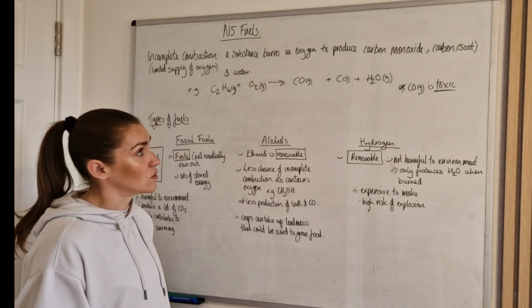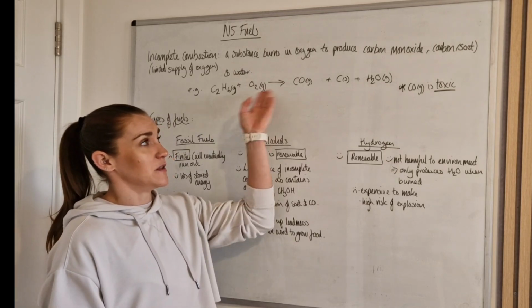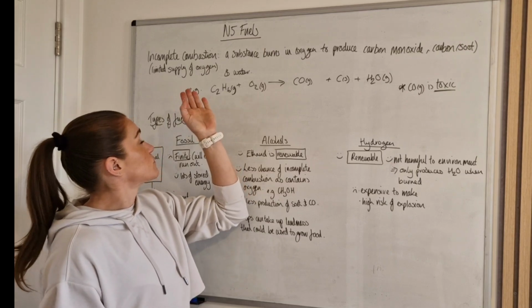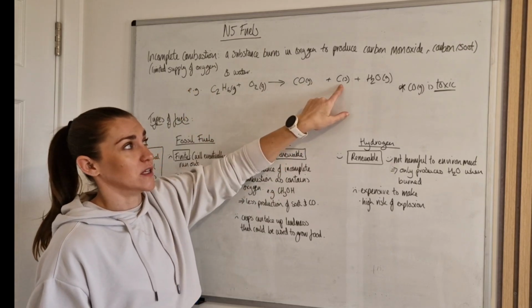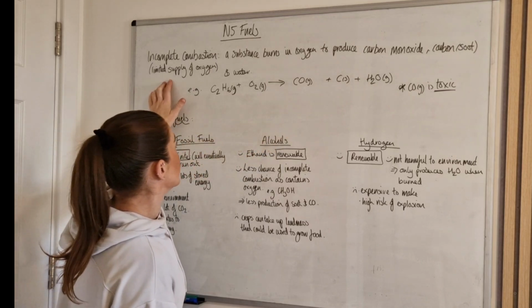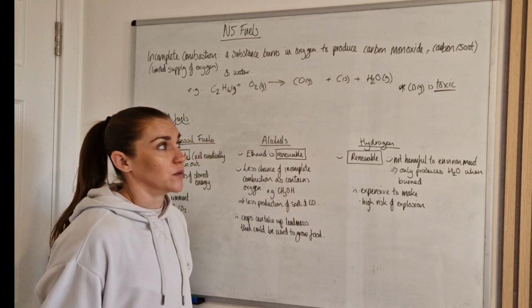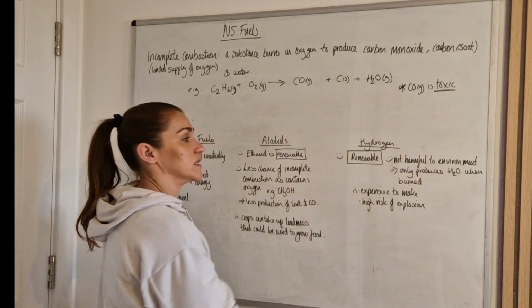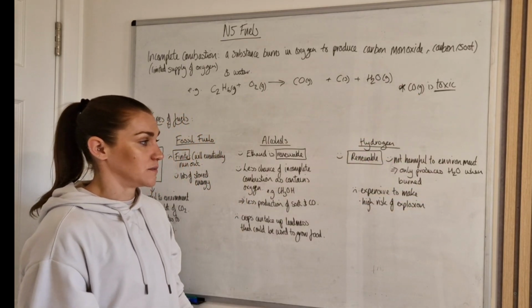Okay, so the main things you need to know about that is being able to identify if a combustion reaction is incomplete. That would be looking for carbon monoxide as one of the products, as well as potentially soot, and just knowing that that's what we produced if you were burning something in a limited supply, and also knowing that the carbon monoxide is classed as being toxic.